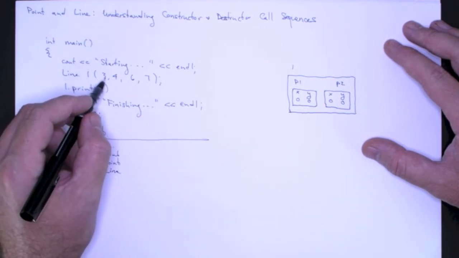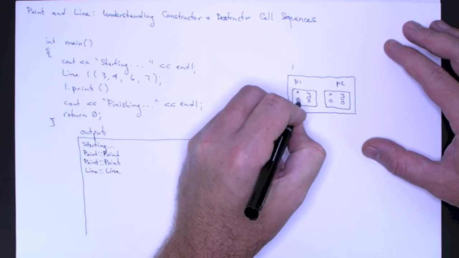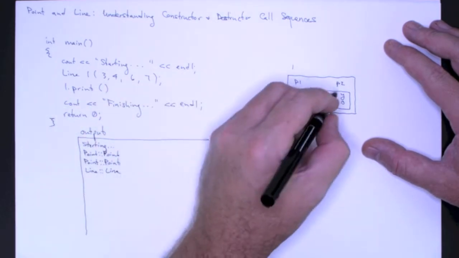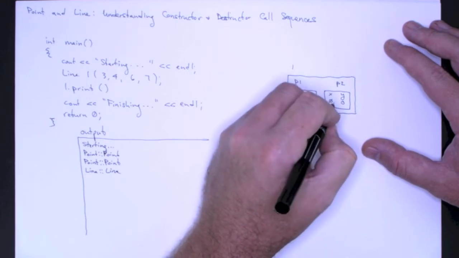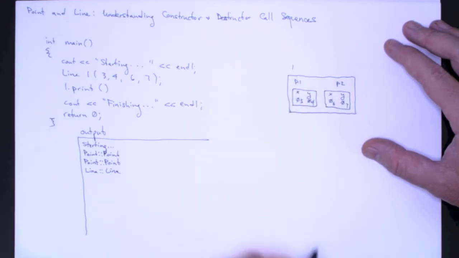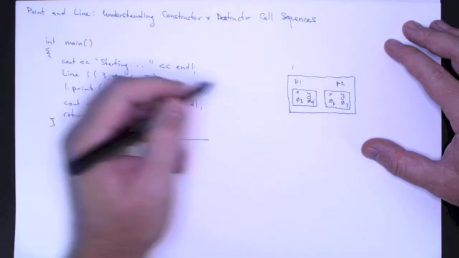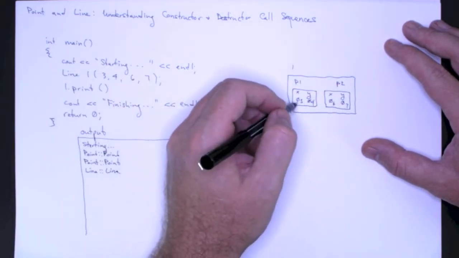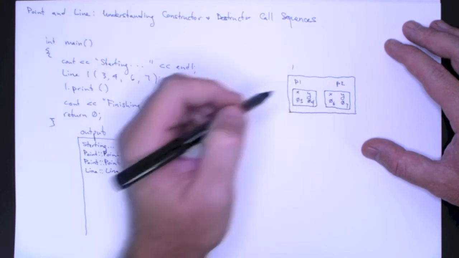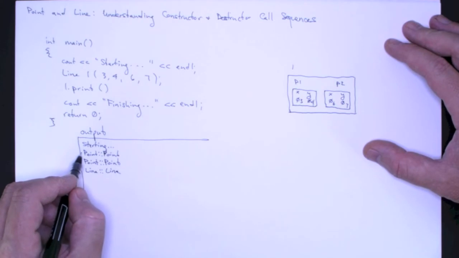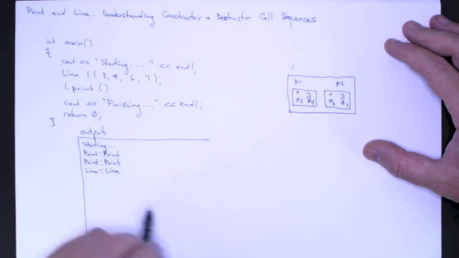We pass 3.4 to point 1, and we pass 6.7 to point 2. So when this line completes, we have a constructed line object which consists of 2 points, each of which consists of 2 integers. So that's how those 3 messages appeared.